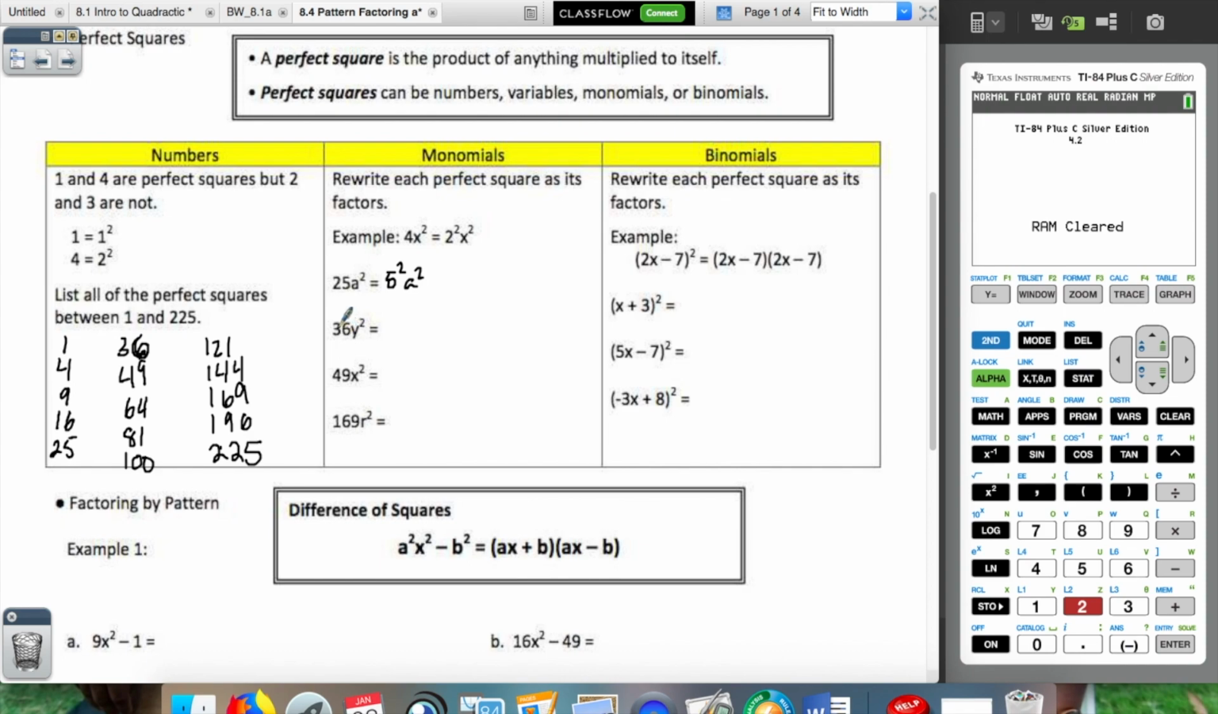What about 36y squared? What squared gets us 36? 6 squared, and we've got y squared. 49x squared. What squared gets us 49? 7 squared, and then we've got x squared. And the 169r squared, what gets us 169? 13 squared and r squared.